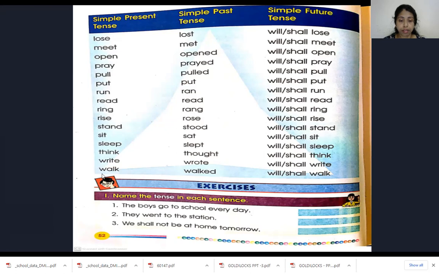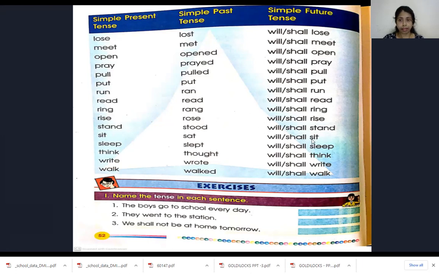The last word is work. In the present form, the word will be work. But in the past form, it will change into worked. We need to add ed at the end of the word, and it will become worked. And for the future form, we need to add will or shall before work, and it will be will work or shall work.